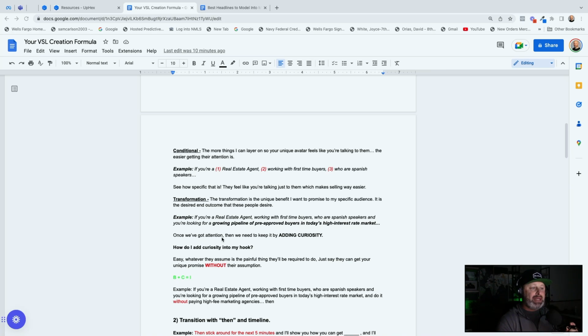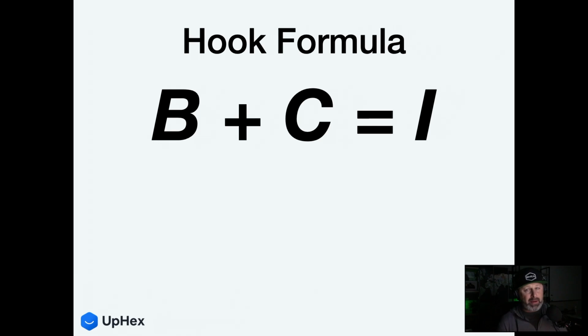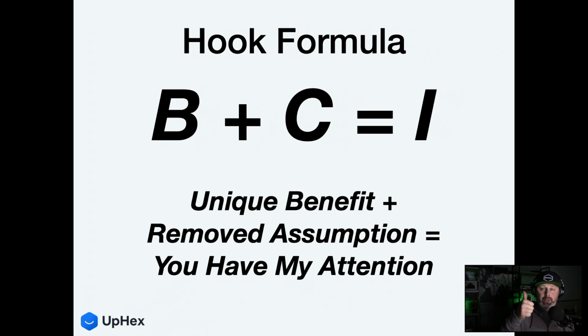Okay. Once we've added attention, then we need to add in curiosity. How do we add in curiosity? Well, let me go into that. All right. So this is one of my favorite formulas I learned from my marketing mentor, Gary Bensamanga, which is B plus C equals I. All right. Which means a unique benefit. So something that they want, that unique audience, something they want, okay, plus curiosity equals interest.